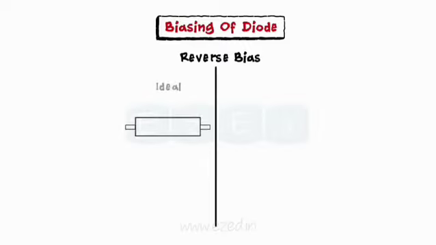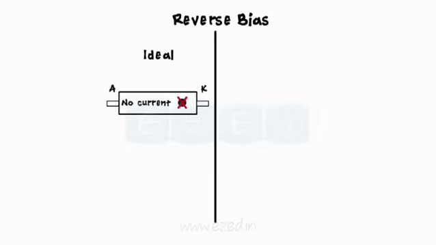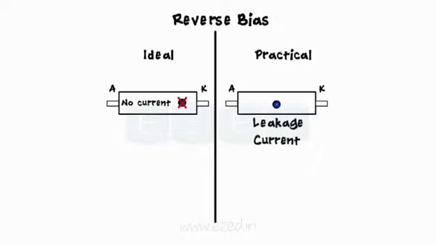Ideally, in the reverse bias mode, current through the diode must be zero. But practically, we get some current which is called the leakage current.